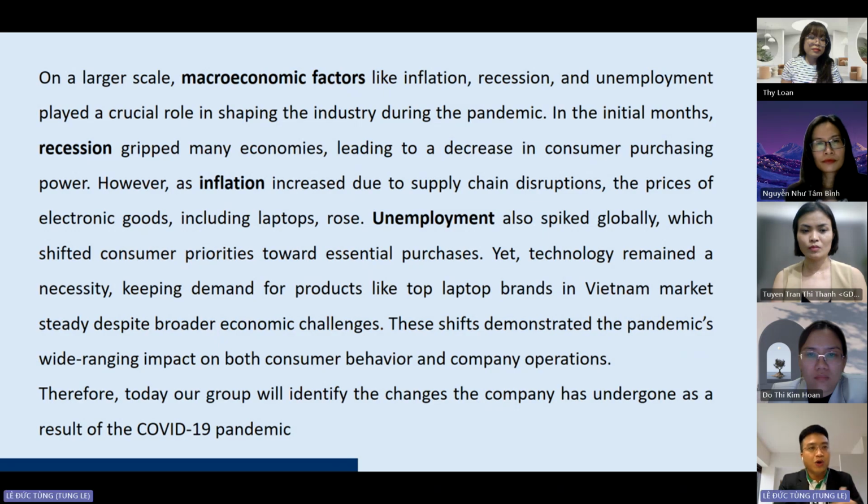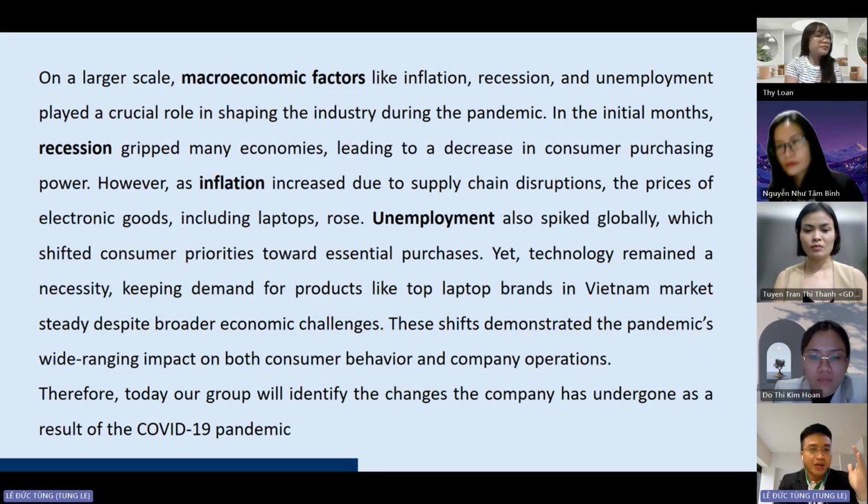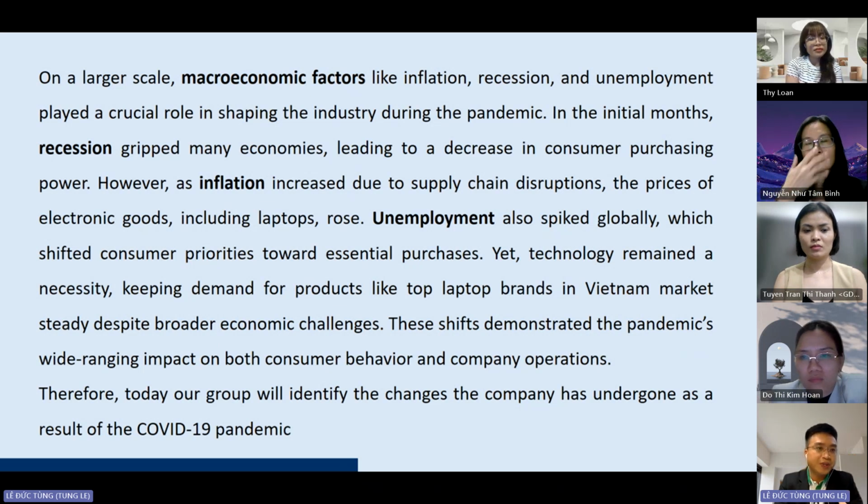So you can see on the larger scale, macroeconomic factors like inflation, recession, and unemployment play a crucial role in the retail industry during the pandemic. In the initial months, recession froze many economies, leading to a decrease in consumer purchasing power. However, as inflation increased due to supply chain disruption, the price of electronic goods, including laptops, rose. Unemployment also spiked globally, which shifted consumer priorities toward essential purchases.